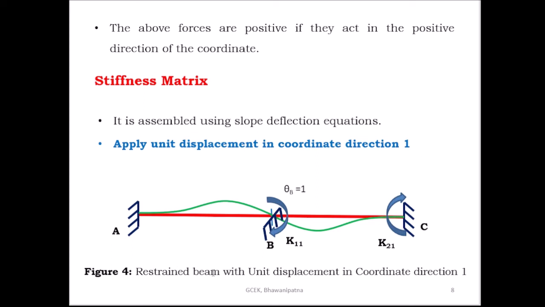This is the restrained beam with unit displacement in coordinate direction 1, theta B is equal to 1. Then due to this unit displacement, find out what is the force developed in coordinate 1 and what is the force developed in coordinate 2. So, K11 is the force developed in coordinate direction 1 due to unit displacement at 1. K21 is equal to the force developed in coordinate direction 2 due to unit displacement at coordinate 1.